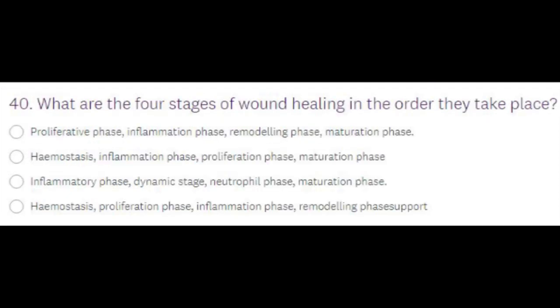Question number 40. What are the 4 stages of wound healing in the order they take place? Option A, proliferative phase, inflammation phase, remodeling phase, maturation phase. Option B, hemostasis, inflammation phase, proliferation phase, maturation phase. Option C, inflammatory phase, dynamic stage, neutrophil phase and maturation phase. Option D, hemostasis, proliferation phase, inflammation phase, remodeling phase, support. Option B is the right choice, that is hemostasis, inflammation phase, proliferation phase and maturation phase. These are the 4 stages of wound healing in the order they take place.